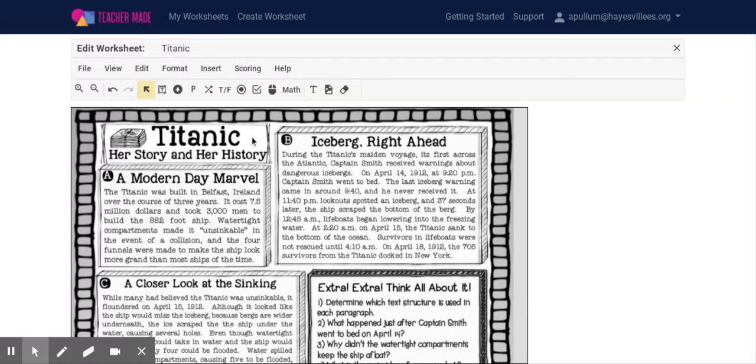Titanic, her story and her history. Paragraph A, a modern-day marvel. The Titanic was built in Belfast, Ireland over the course of 3 years. It cost $7.5 million and took 3,000 men to build the 882-foot ship. Watertight compartments made it unsinkable in the event of a collision, and the 4 funnels were made to make the ship look more grand than most ships of the time.